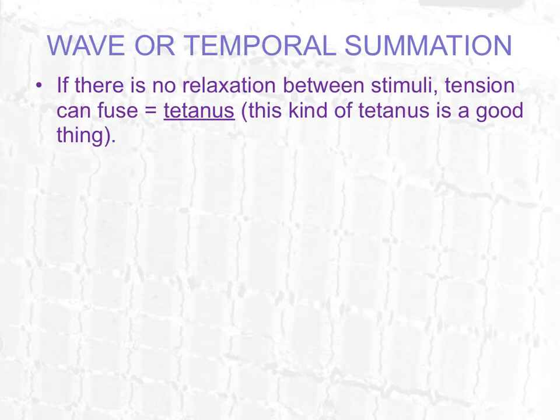Sometimes there is a situation where there's not that relaxation afterward. The signal keeps coming to keep the muscle stimulated. So this is temporal summation. There's no relaxation. The signal to contract keeps coming. Then what happens is the muscle stays contracted, and we call that a tetanus. You might be familiar with tetanus from a tetanus shot. This kind, caused by temporal summation and not by bacterium, is good. It means that the muscle stays contracted so that you can continue to do the activity.